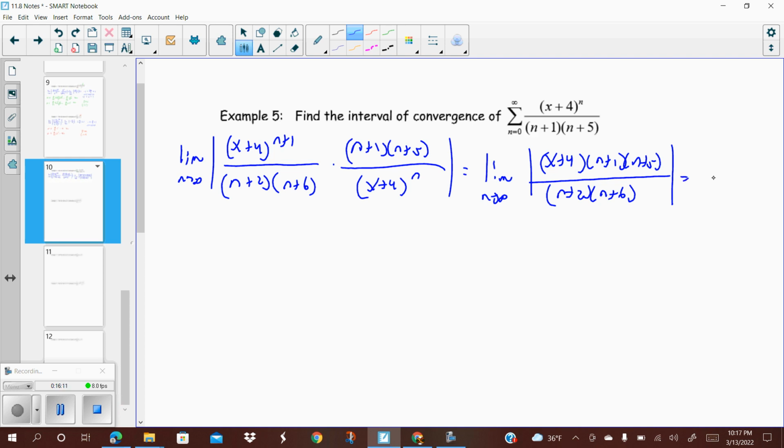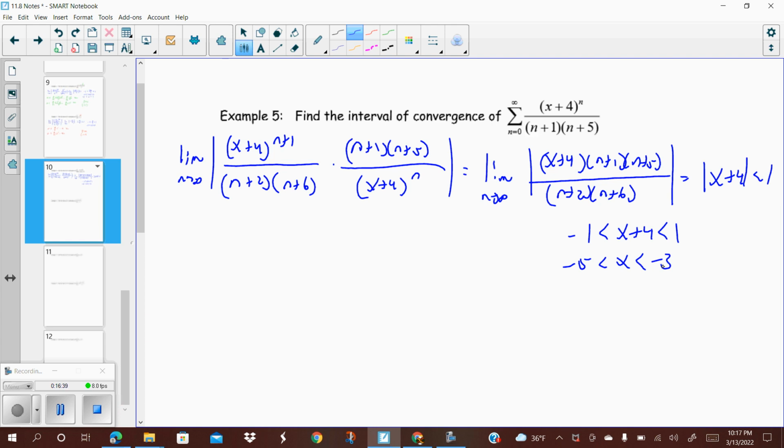It looks like our limit here is the absolute value of x plus 4, which once again we want to be less than 1, which means that x plus 4 is in between negative 1 and 1. Subtracting 4 on all three parts, it's going to be negative 5 is less than x is less than negative 3.